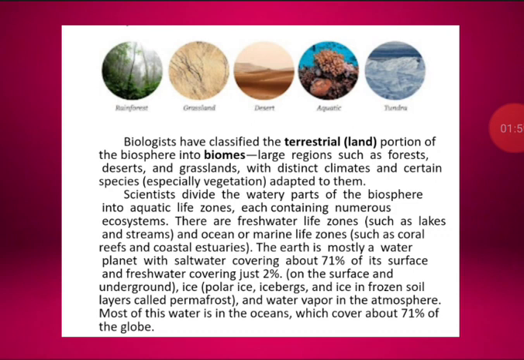Fresh water is found in polar icebergs, ice in frozen soil layers such as permafrost, and water vapor in the atmosphere. Most of this water is ocean, which covers about 71% of the globe.